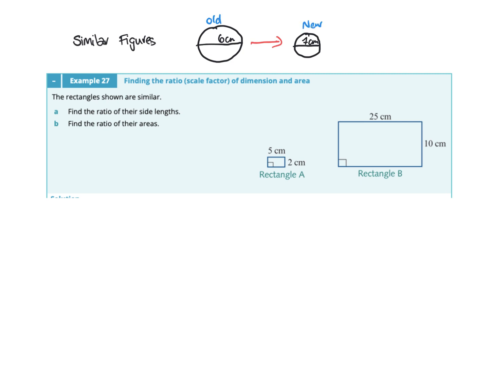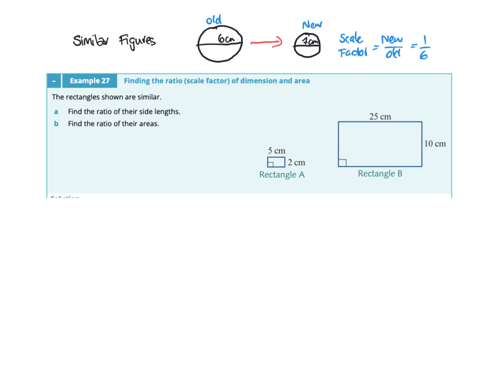So these are similar because all the angles are the same. It's a circle, and you can just compare because they're both giving us the diameter. If we were looking at the scale factor here, we would say scale factor equals new over old. So it would be 1/6. So the new object is 1/6 of the original. So it doesn't necessarily have to be bigger. You just have to look at which way it's going.